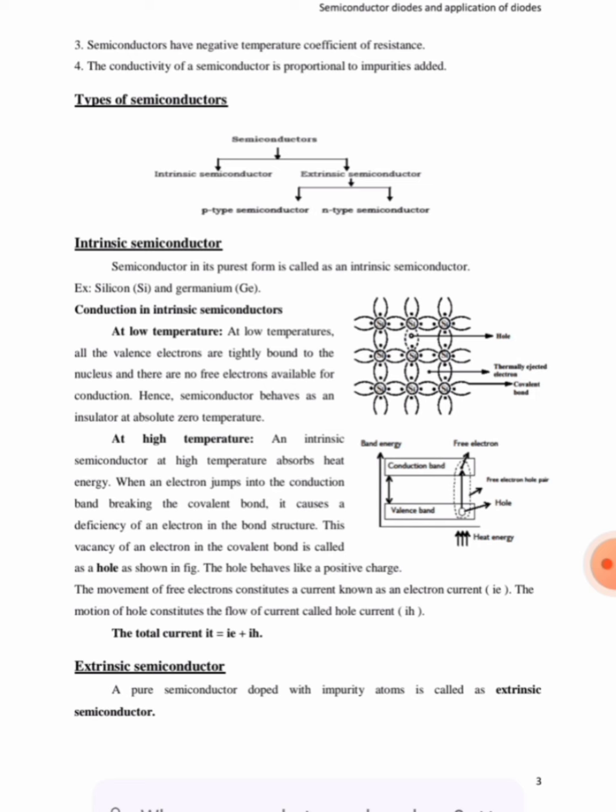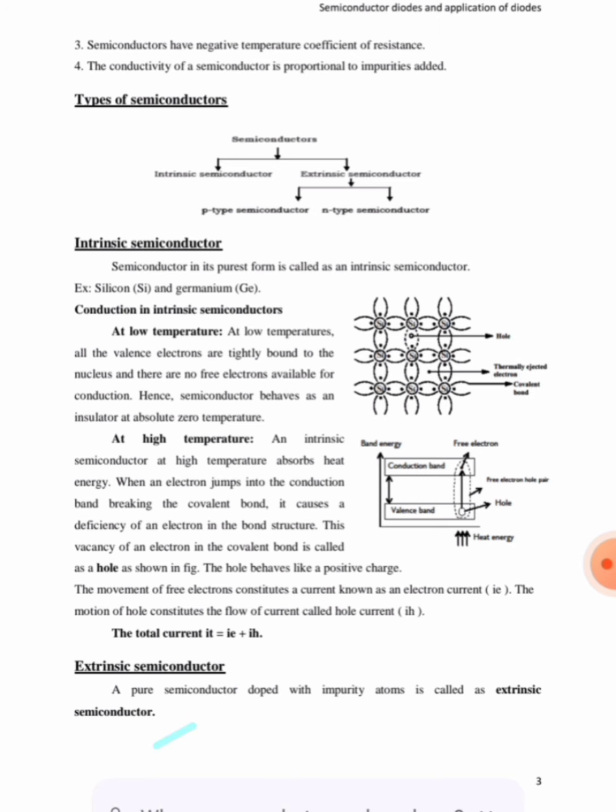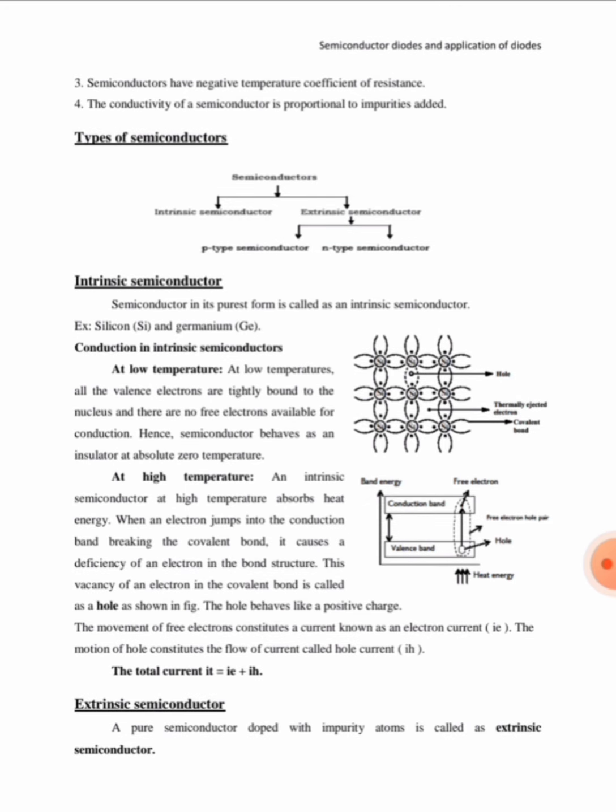An extrinsic semiconductor is a pure semiconductor doped with impurity atoms. So what does doped mean? Doping means adding impurity atoms. An intrinsic semiconductor is nothing but a semiconductor in its purest form. Extrinsic semiconductors are made by taking a pure semiconductor and adding impurity atoms in order to increase the conductivity of that semiconductor, and that is called an extrinsic semiconductor.